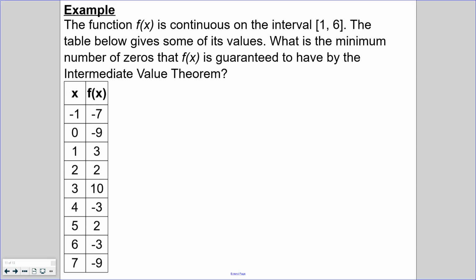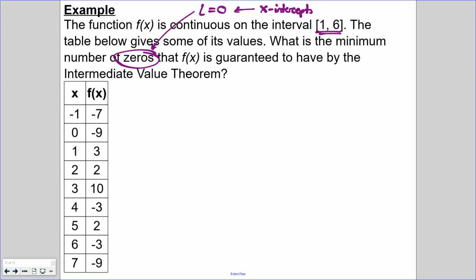We're looking for the minimum number of zeros. So this whole zeros thing represents our L value. So we want to figure out when L is equal to 0. More specifically, how many times, or the minimum number of times, L can equal 0 on the interval 1 to 6. Alright, so let's just think about this. L equals 0 means the height is 0. And if the height is 0, that means we are looking for x-intercepts.